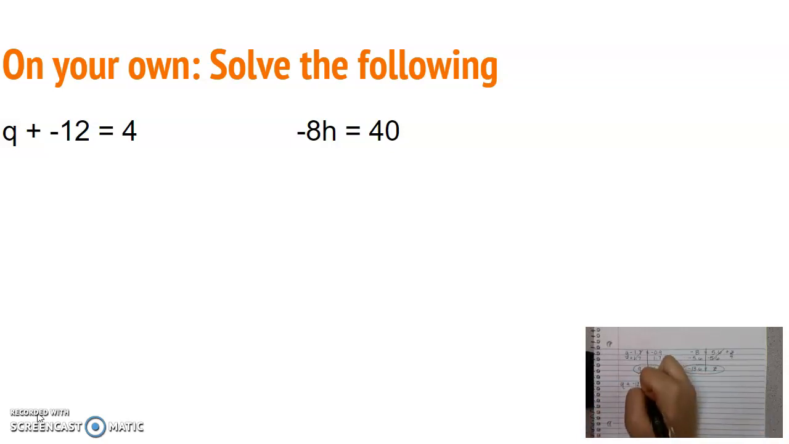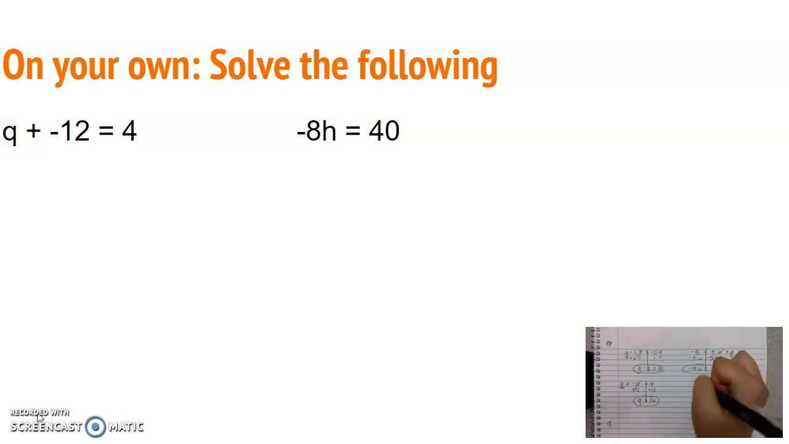Again, line down my equal sign. I want to try to get q all alone. The thing with my q is a negative 12. Since my number is a negative 12, I actually need to do the opposite of that, which is adding 12 to both sides. Negative 12 plus 12 cancels out. I'm left with q all alone. 4 plus 12 is 16.